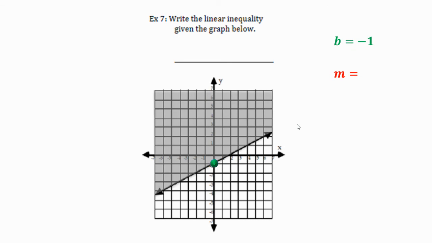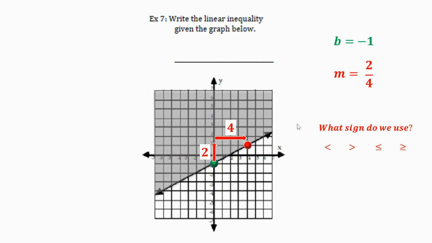Then we're going to pick another point on the line to help us, and then we're going to do rise over run. So in this case, I would rise 2 and run 4. So my slope is 2/4, which would reduce to 1/2.